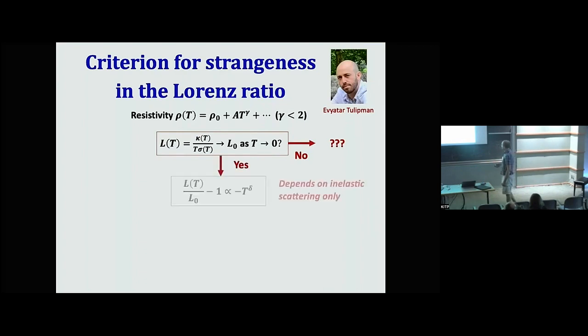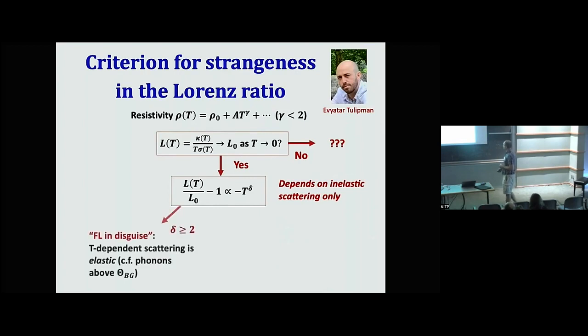If yes, we should really look at the correction as a function of temperature at low temperature. Suppose that this correction goes like T to the power delta, which is not necessarily the same as gamma. If delta is 2 or larger, this is just a Fermi-liquid in disguise. There's some source of temperature-dependent elastic scattering, but there are actually well-defined quasi-particles. If delta is smaller than 1, in particular if delta is equal to gamma, this is a true non-Fermi-liquid.